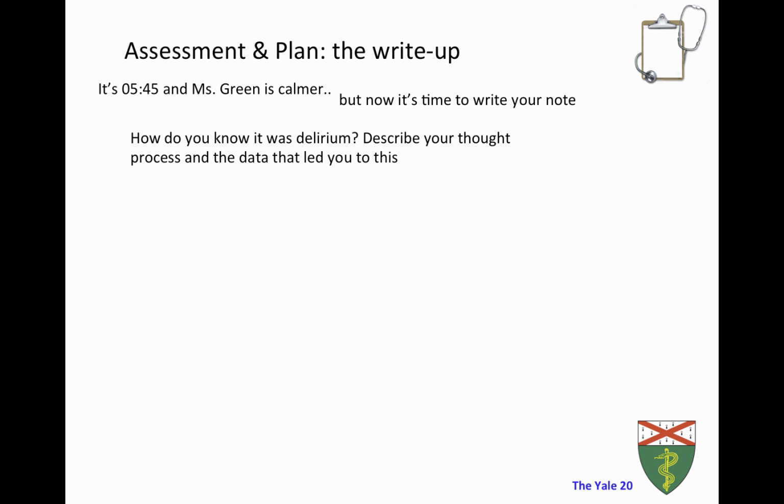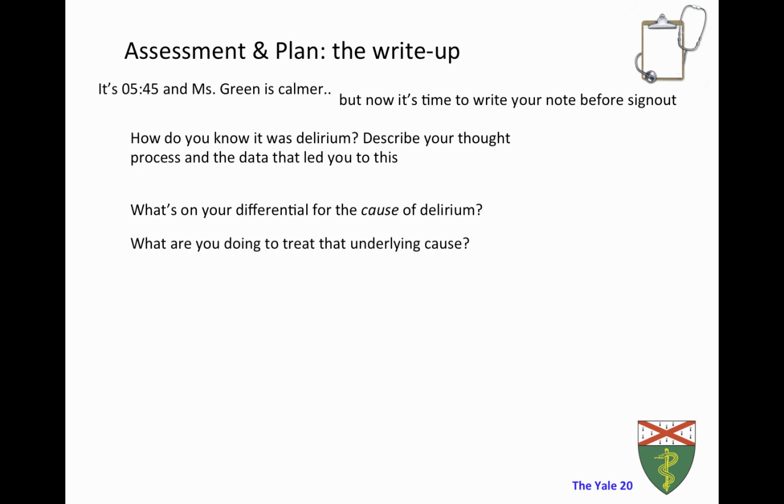It's 5:45 and our patient Ms. Green is calmer, but now it's time to write your note. How do you know it was delirium? Describe your thought process and the data that led you to this. What's on your differential for the cause of delirium? And what are you doing to treat that underlying cause? What labs do you need to further work up causes?